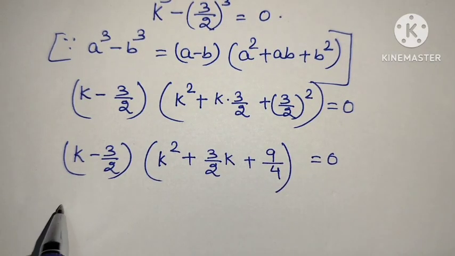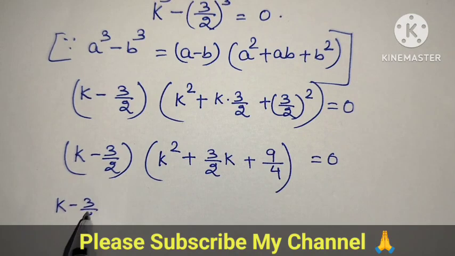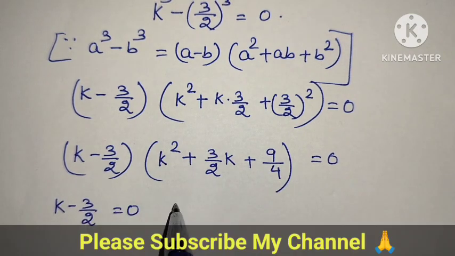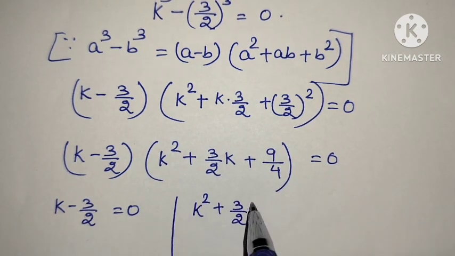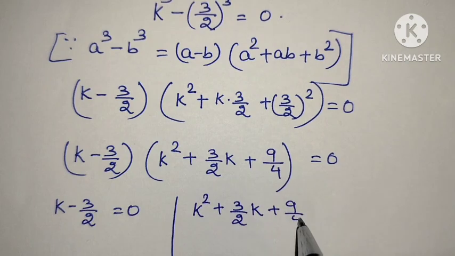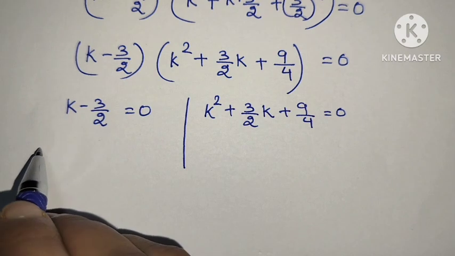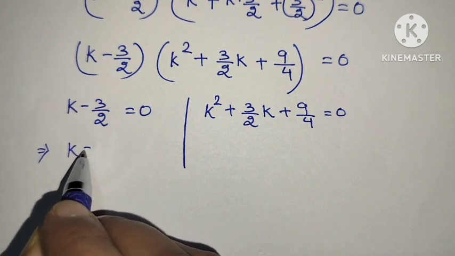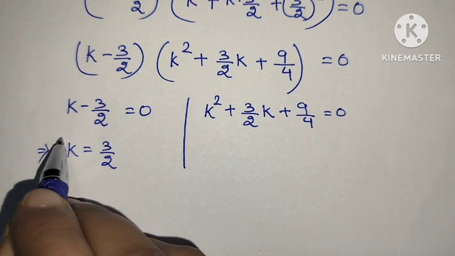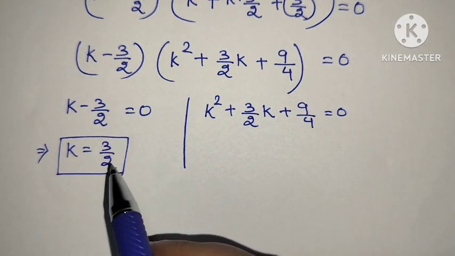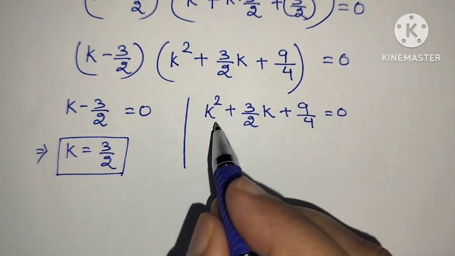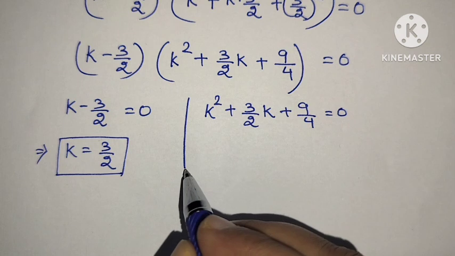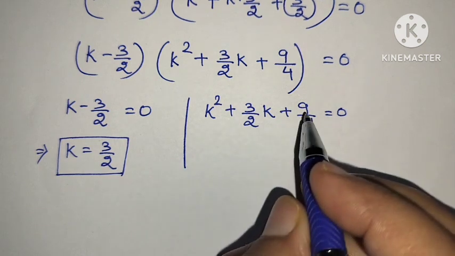Yes, then we know that k minus 3 by 2 is equal to 0. Then the other one is k square plus 3 by 2 k plus 9 by 4 is equal to 0. Here one value of k we find out: k is equal to 3 by 2. Yes, we find out one value of k. Then the next step is we solve this one. It is an algebraic equation.